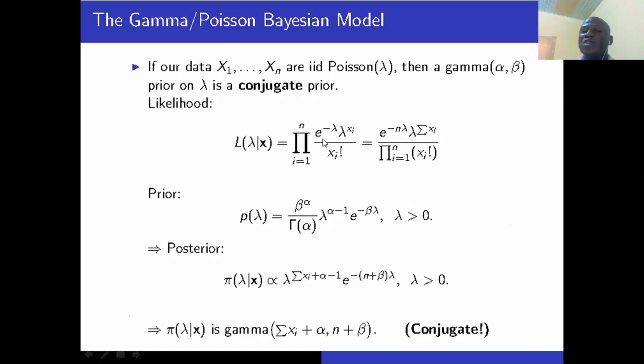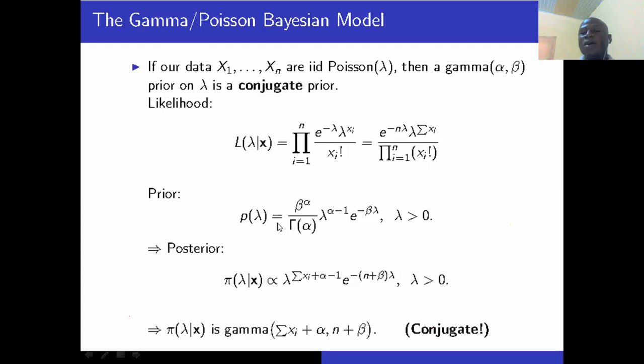So the end result is going to be minus n times lambda, which is this one here. And here we are going to have xi plus xi plus xi plus xi. So lambda is equal to xi plus xi plus xi. So that will give us lambda to the power summation of xi's. And then we have the product here.